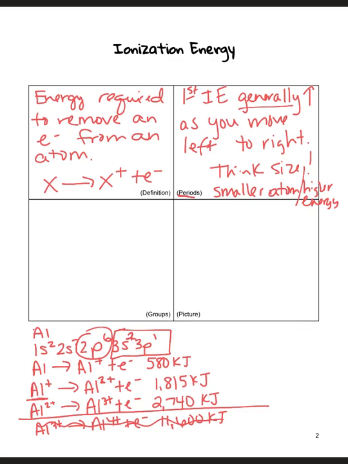So on down here on group 1, the first ionization energy will generally, meaning there are exceptions, decrease as you go down a group.